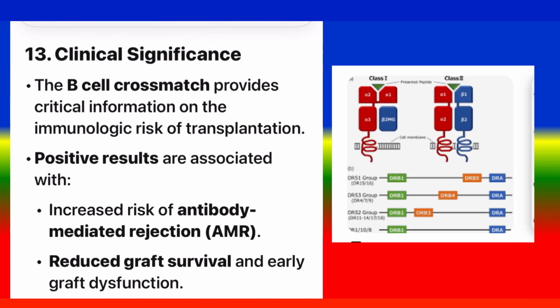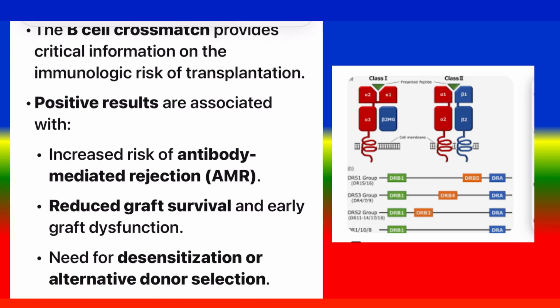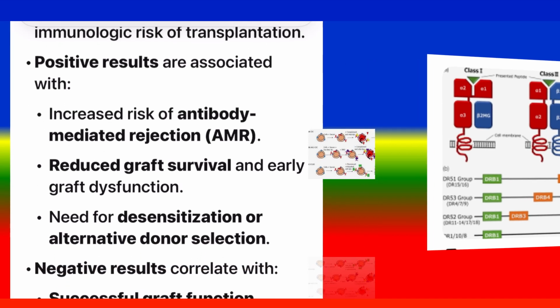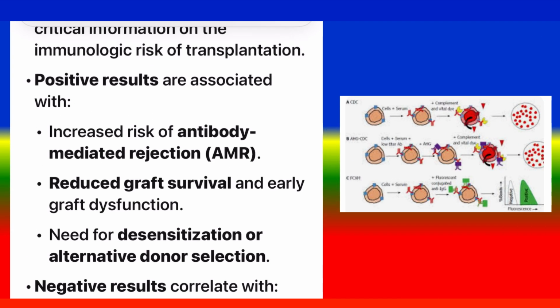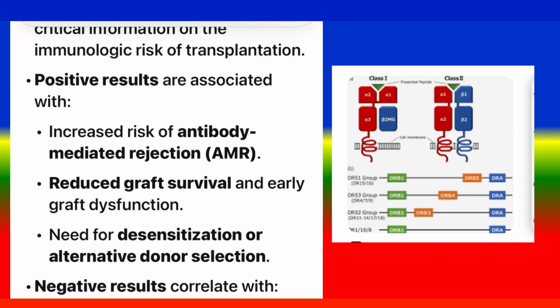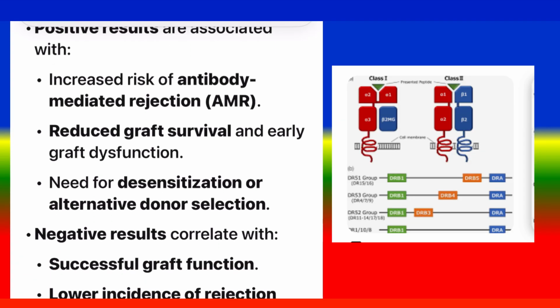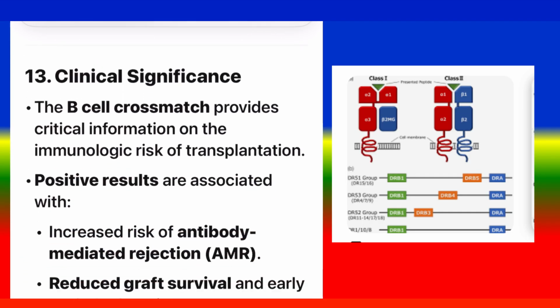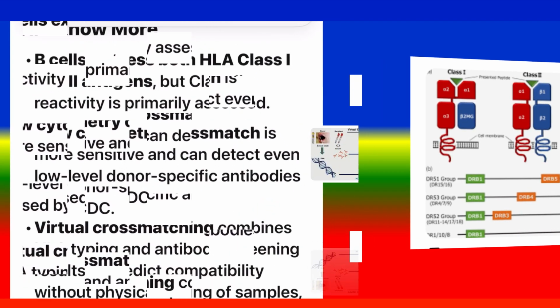Number 13. Clinical significance. The B-cell crossmatch provides critical information on the immunologic risk of transplantation. Positive results are associated with increased risk of antibody-mediated rejection, AMR, reduced graft survival and early graft dysfunction, and the need for desensitization or alternative donor selection. Negative results correlate with successful graft function, lower incidence of rejection episodes, and better long-term survival rates. This test is therefore integral to personalized transplant immunology and patient management.